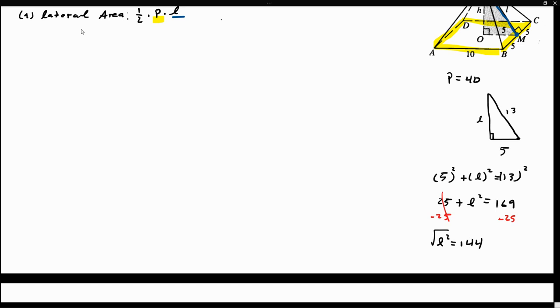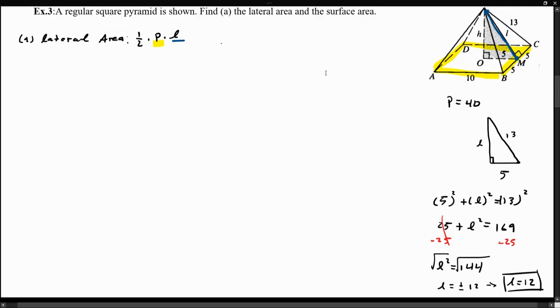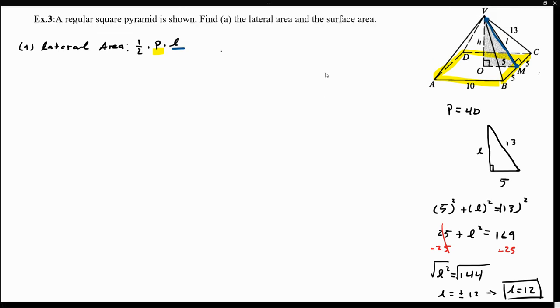If we take the square root, L is going to be plus or minus the square root of 144, which is 12. But notice that, even though it says plus or minus, since this is a length, we're just going to use the positive value. So now we definitely have the value of L. We know that P is 40, and in addition, L is 12.